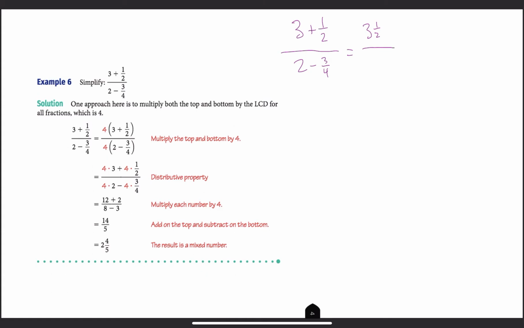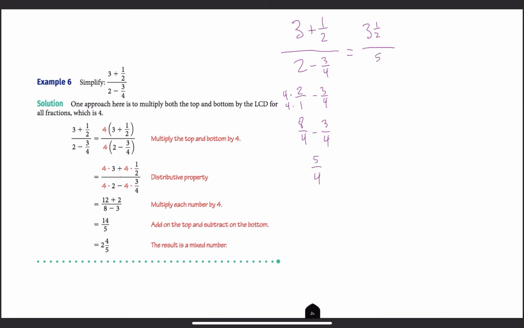So 2, remember, can be written as 2 over 1. And 2 over 1, if I want that to be in fourths, I'd have to multiply top and bottom by 4. So that could be 8/4, right? That would still be a version of 2. And now I can actually do this math. 8/4 minus 3/4 is 5/4.